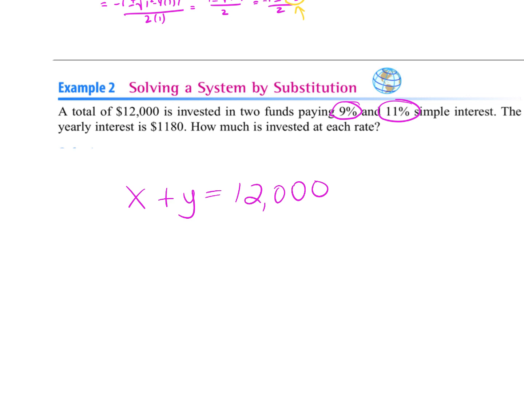You have a 9% interest, you have an 11% interest, and then you have a total amount of interest. So do you see how those three numbers, those three things should stay together? I'm going to say that my X is 0.09, the percent one. Doesn't matter, you can make X 0.11. And then I'm going to make my Y my 0.11. And what is the total amount of interest that was accrued? 1,180.